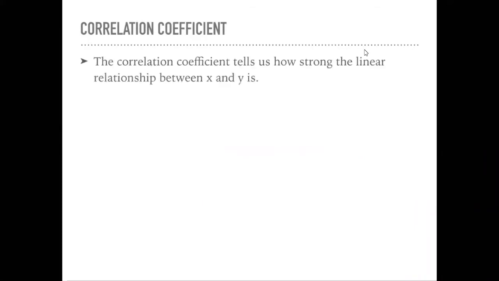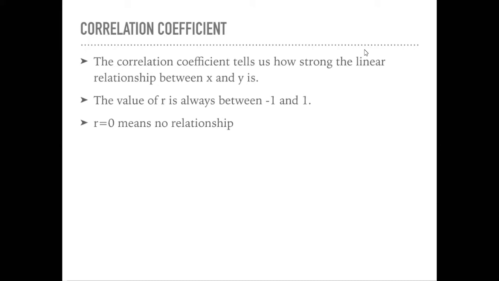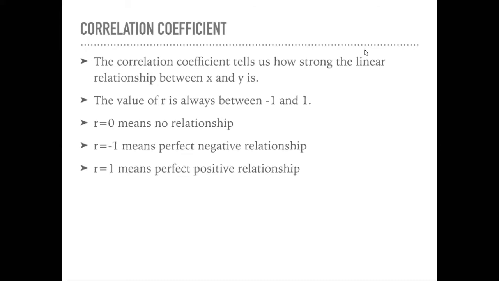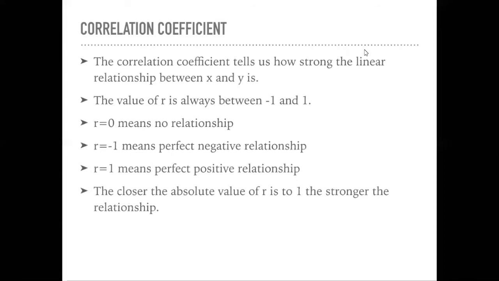So what is this correlation coefficient besides some messy looking formula, and we're calling it R? The correlation coefficient tells us how strong the linear relationship between x and y is. The value for R is always between -1 and 1. When R is equal to 0, that means there's no relationship. R equal to -1 means a perfect negative relationship, and R equal to 1 means a perfect positive relationship. The closer the absolute value of R is to 1, the stronger the relationship.